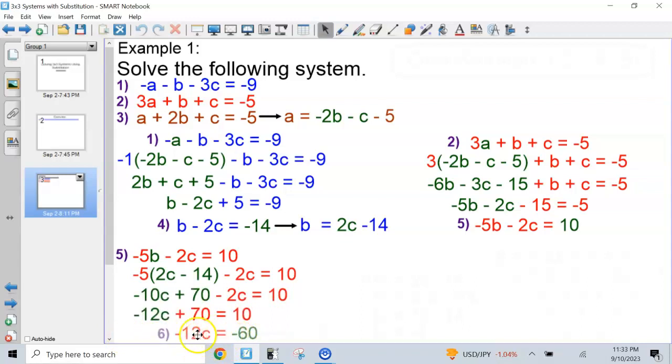So we have one equation, one variable. One solution: divide both sides by negative 12. You get C equals 5. Once you have the first value, you're going to plug in going backwards. Now with C, you can find B using either equation 4 or 5, it doesn't matter.